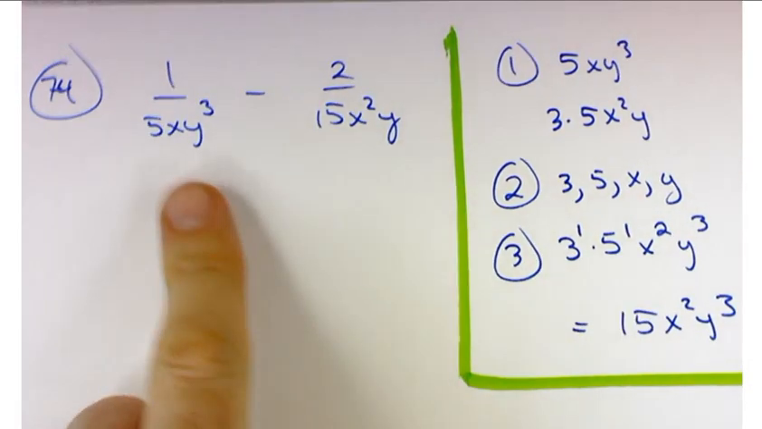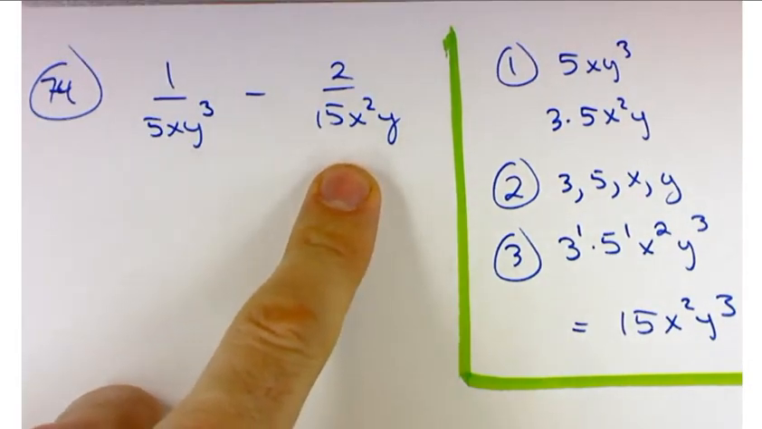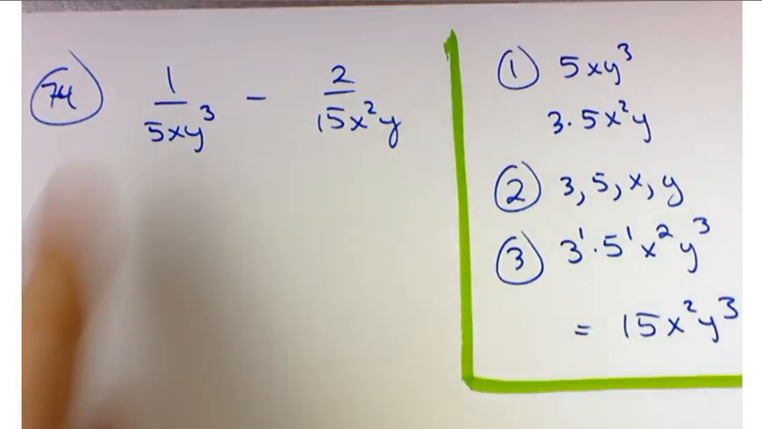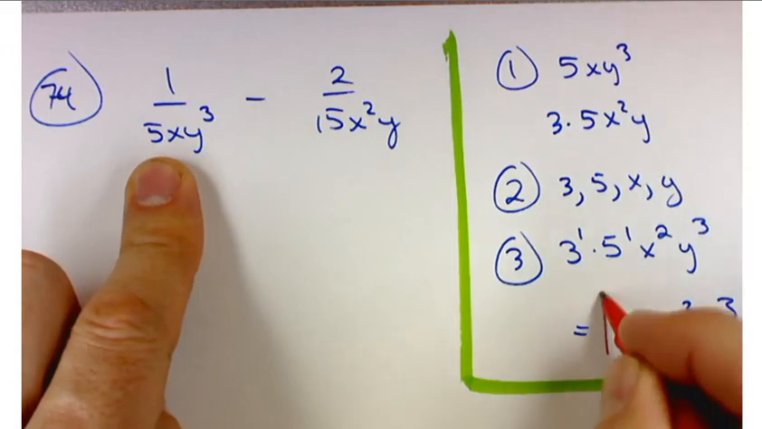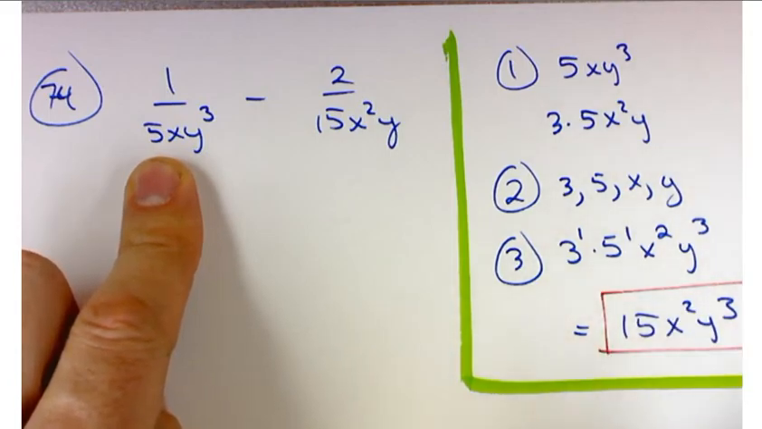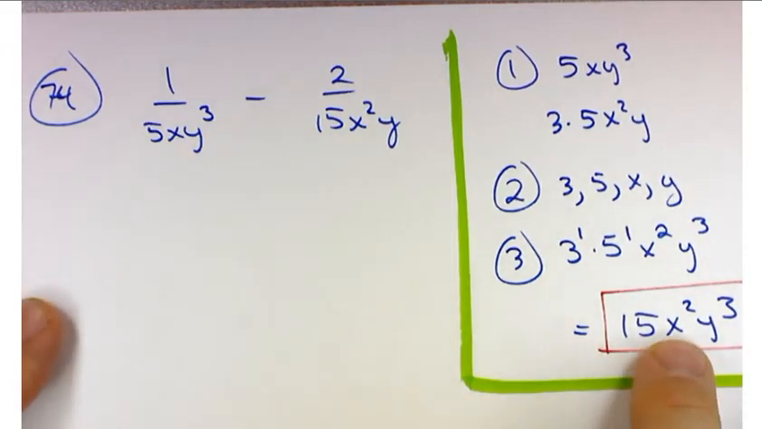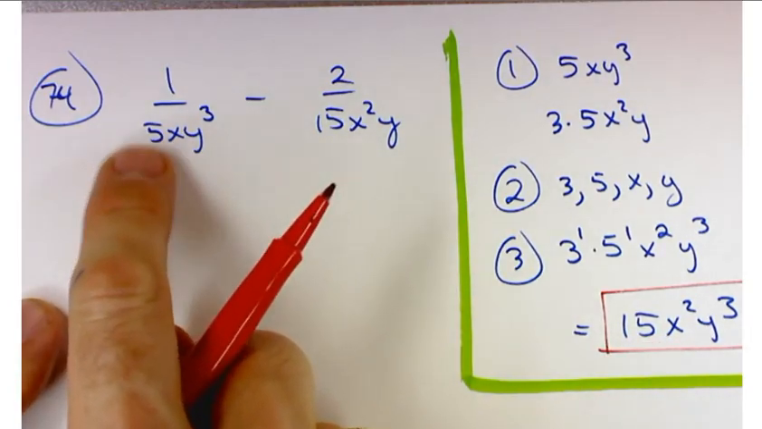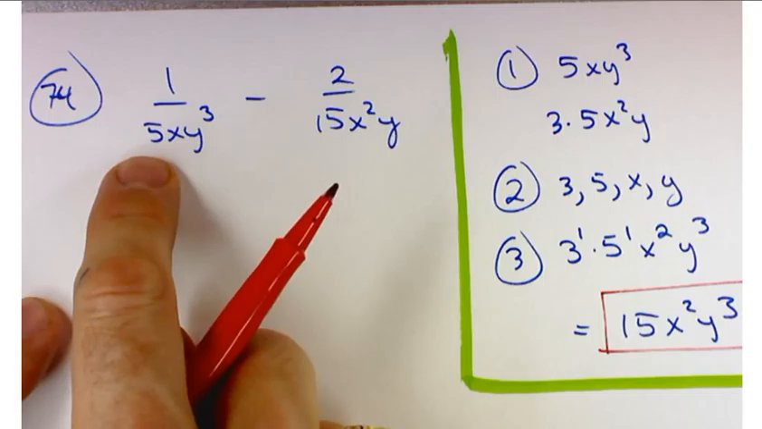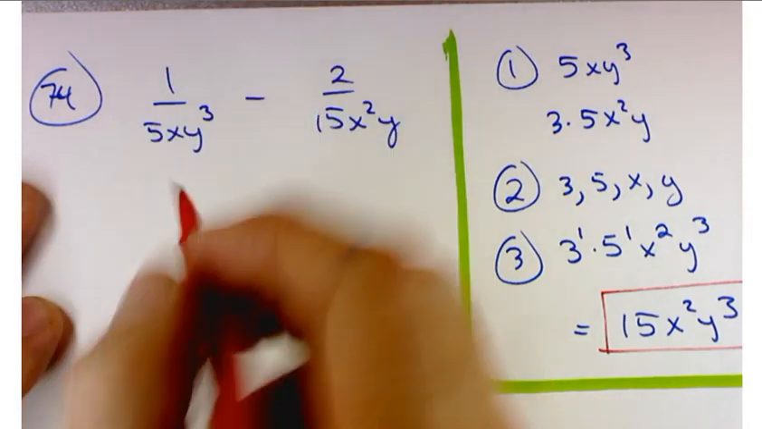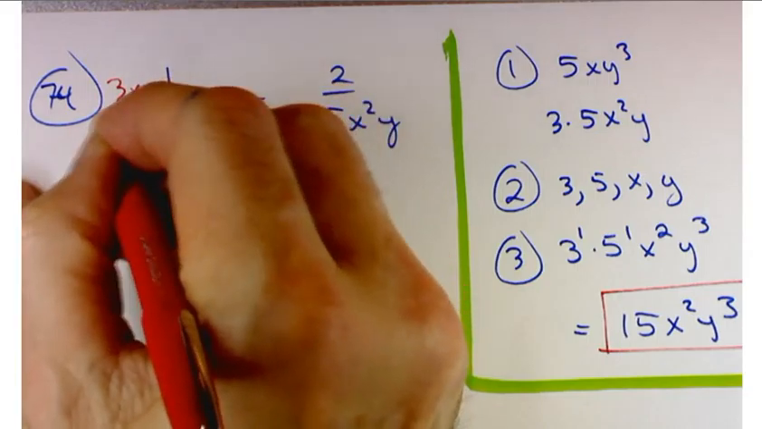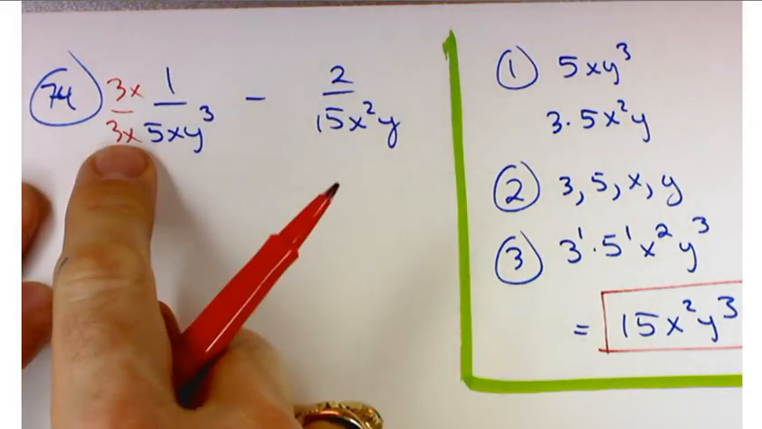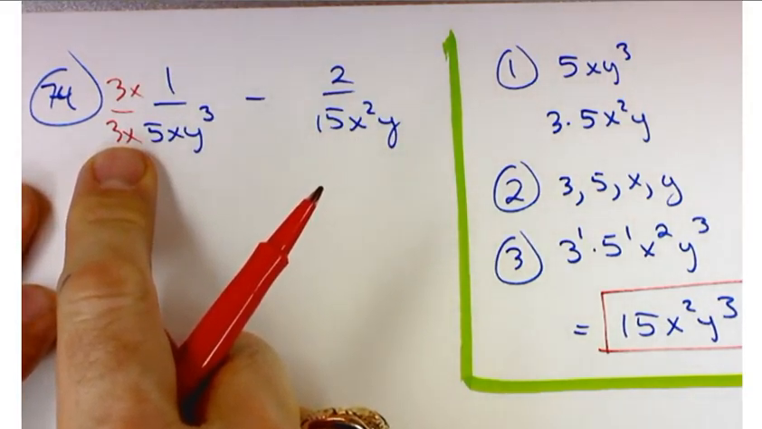Let's convert each of these to have the LCD. What am I missing here that I have here as part of my LCD? Yeah, an x squared and the 15. So what should I multiply by? What are the missing factors? Gil? Good, 3x. So I'll multiply the numerator and denominator by 3x.